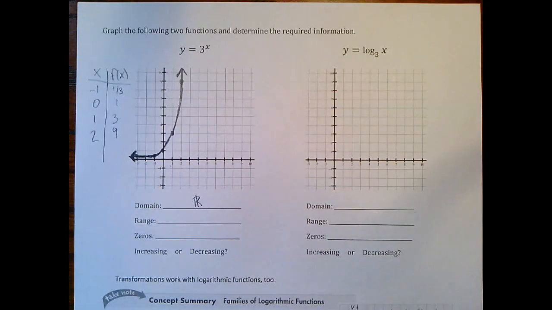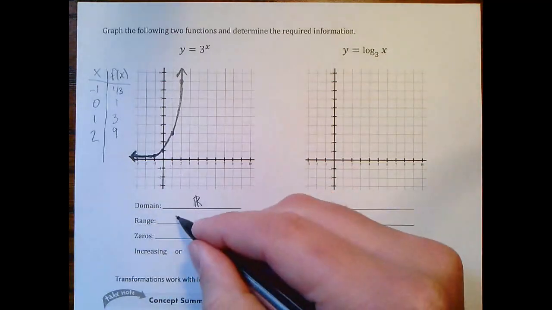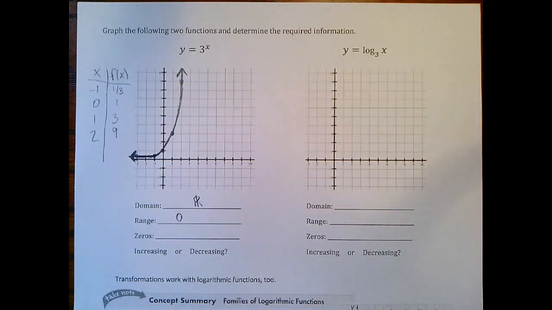The range is the y-coordinate. What's the lowest that this graph goes? The lowest that it goes is 0. We did say that 0 was a horizontal asymptote for all parent functions for exponentials.